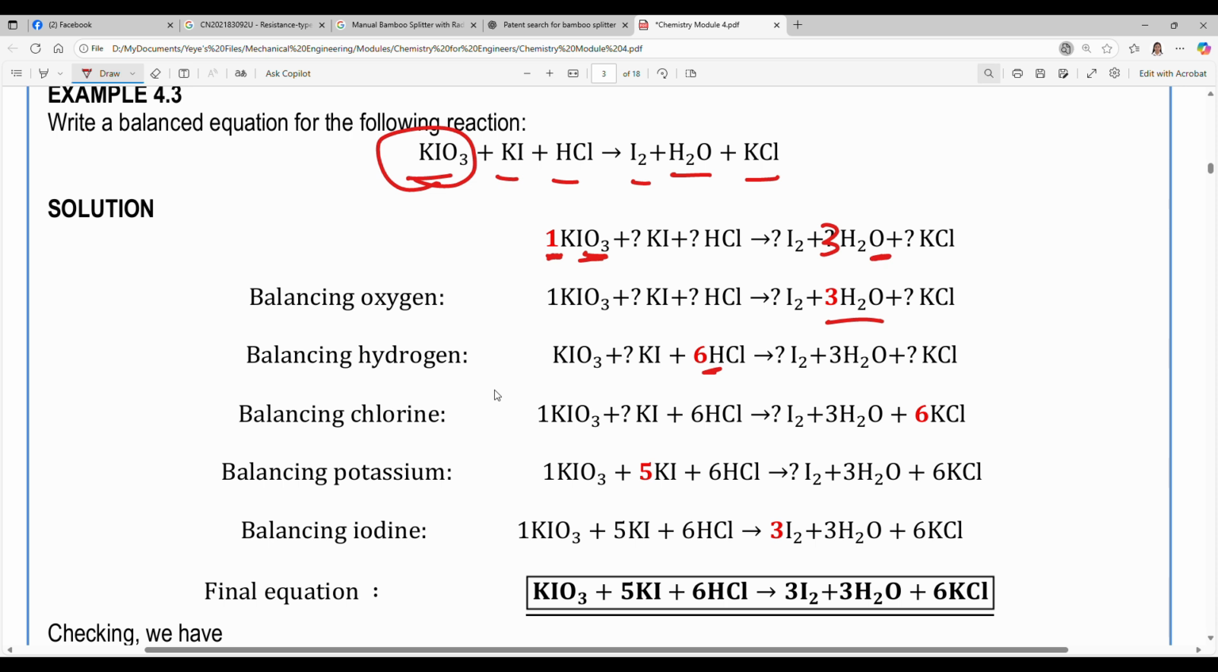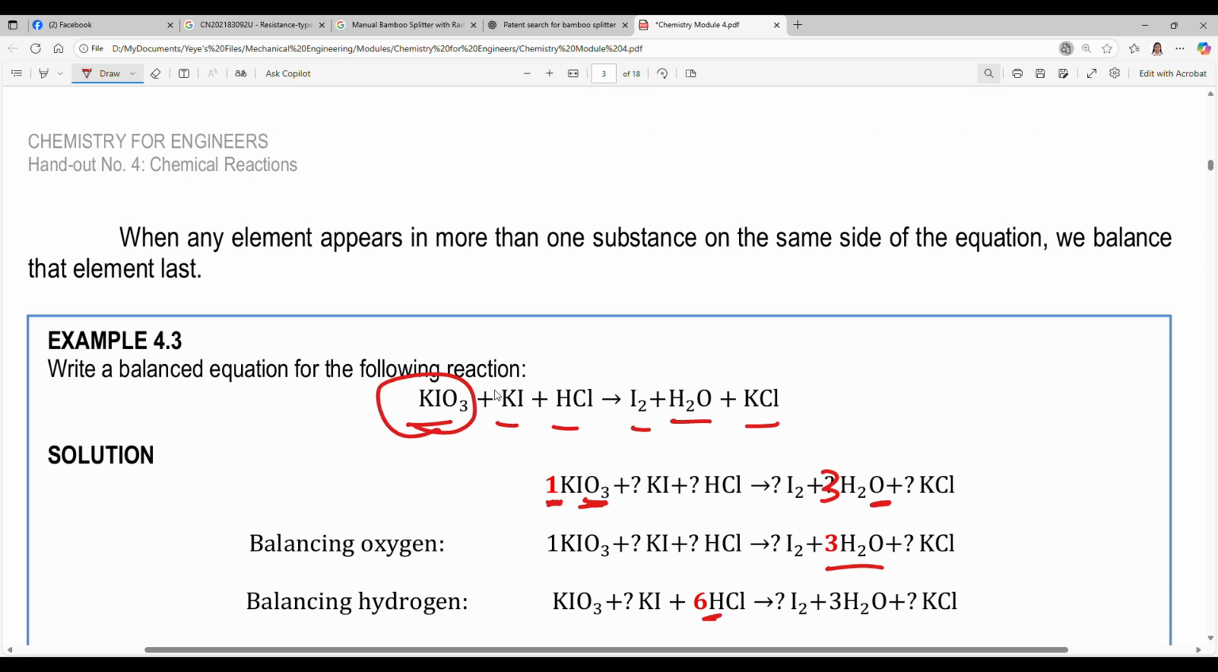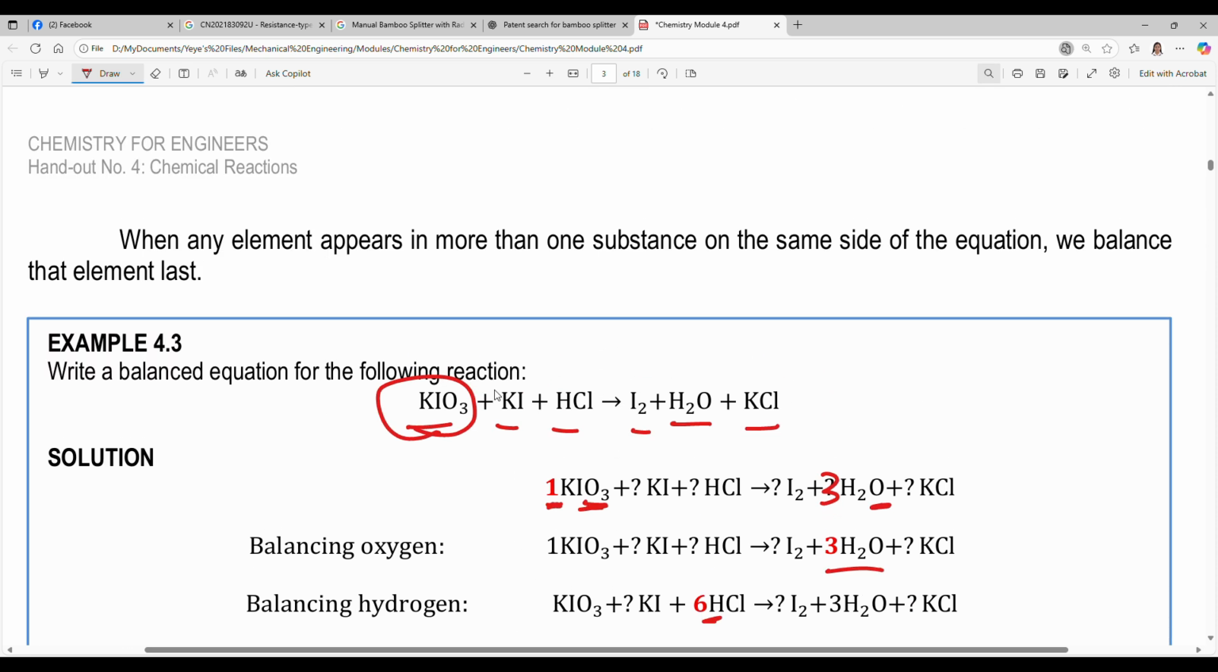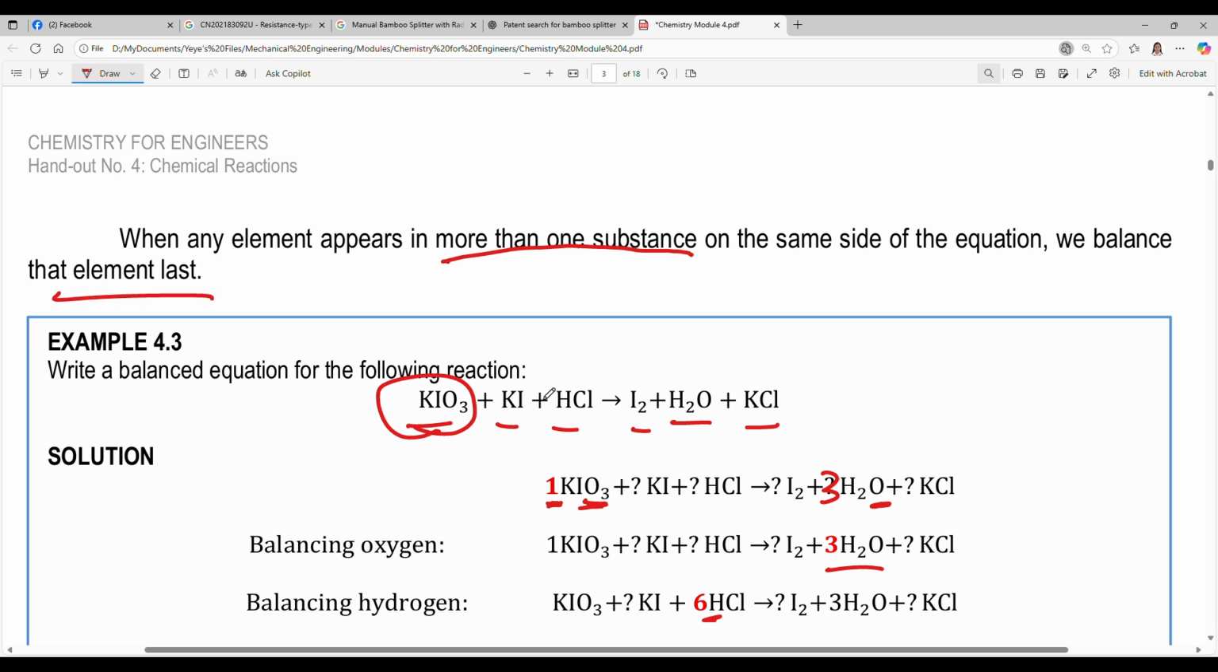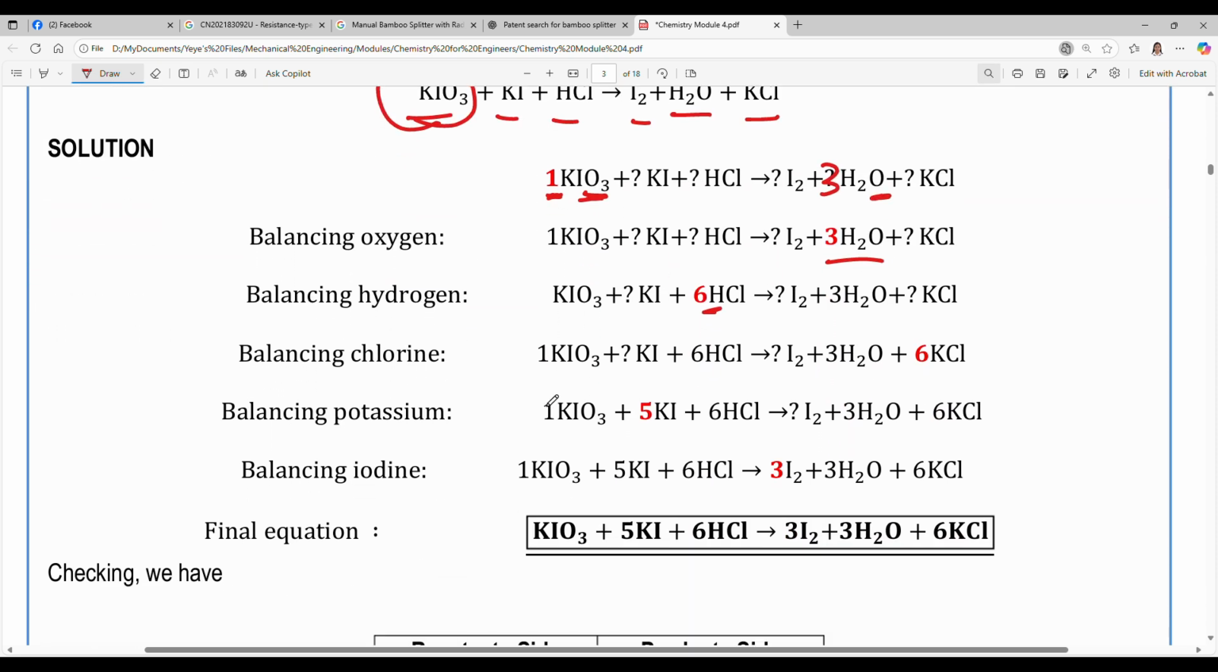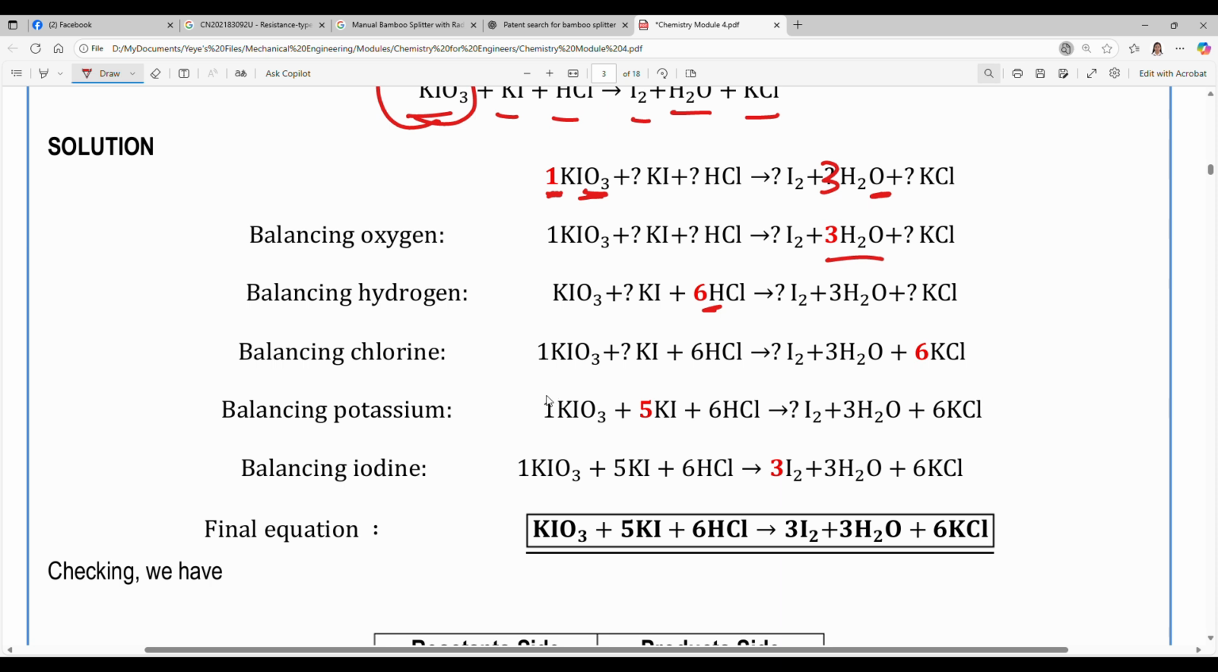This step or this process illustrates this tip: when any element appears in more than one substance on the same side, we balance that element last. That is why we left potassium to be balanced last, because it appears in potassium iodate and in potassium iodide, no? So we start with oxygen, then we proceed with hydrogen.